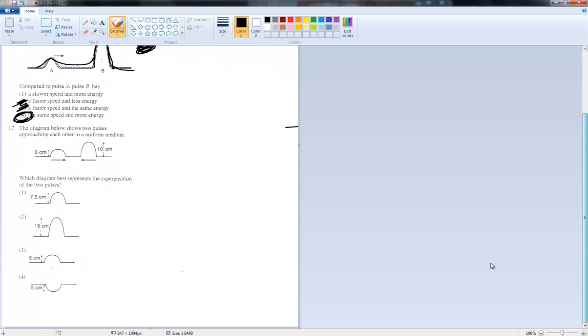So the same speed. Speed is only different if it's a different medium, like if we're talking about water or something else. Two pulses below are approaching each other in a uniform medium. One's 5, one's 10. Which diagram represents the superposition? Well, we know that in this case it's going to be constructive because they're both in the same phase, right? They're both displacing upwards. So 5 plus 10 is going to be 15. Nice and simple.